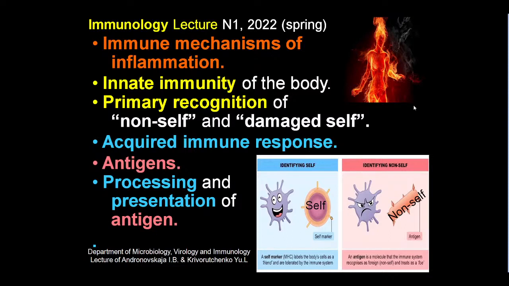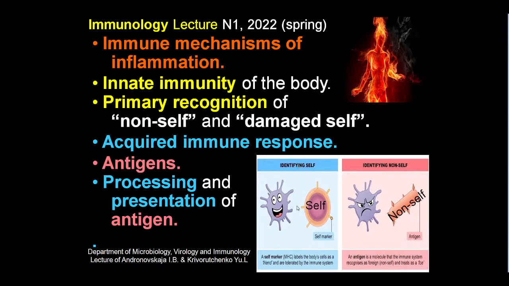Good afternoon, ladies and gentlemen. The topic of today's lecture is immune mechanisms of inflammation. First topic: second, innate immunity of the body. Third, primary recognition of non-self and damaged self. By the way, this primary recognition of non-self and damaged cells is commented by the drawing in the right lower part of our slide.